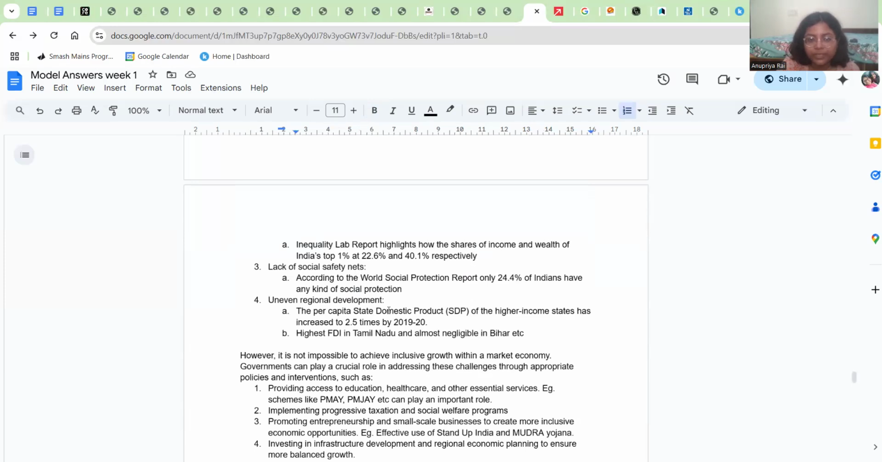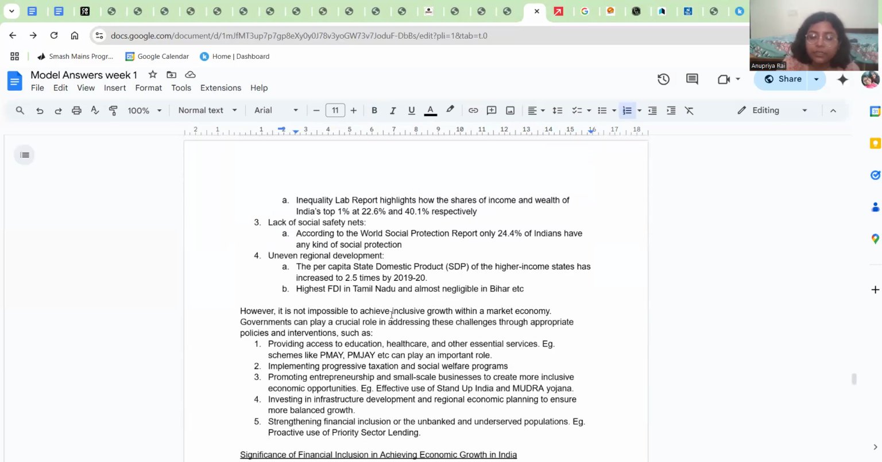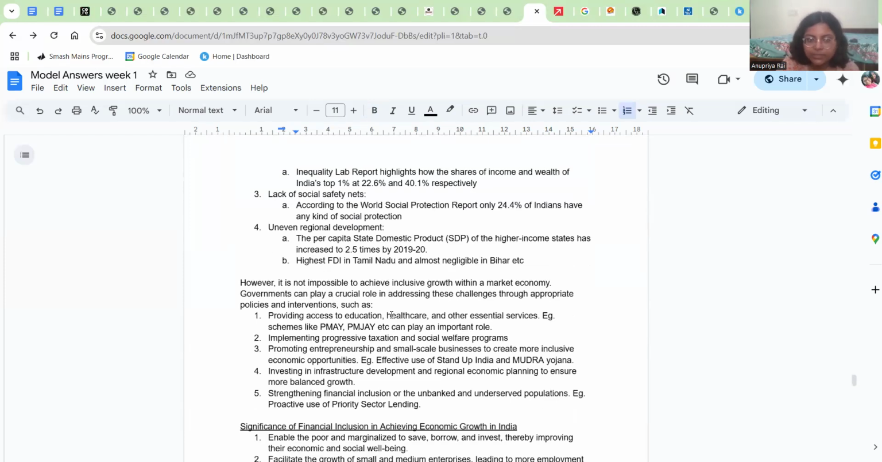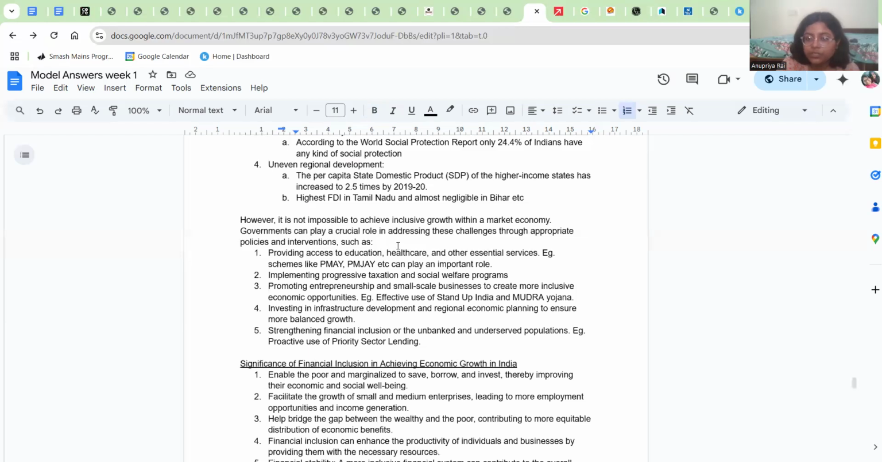And then lack of social security nets, uneven regional development. The per capita state domestic product of the higher income state has increased to 2.5 times by 2019-20. Highest FDI in Tamil Nadu and almost negligible in Bihar, etc. So try to find examples. However, it is not impossible to achieve inclusive growth within a market economy, right? Government is taking efforts, for example, providing basic resources like education, healthcare, other essential services, housing, Pradhan Mantri Awas Yojana, and for all the arguments you give examples.